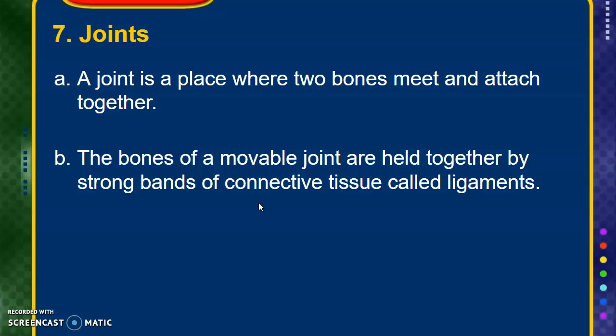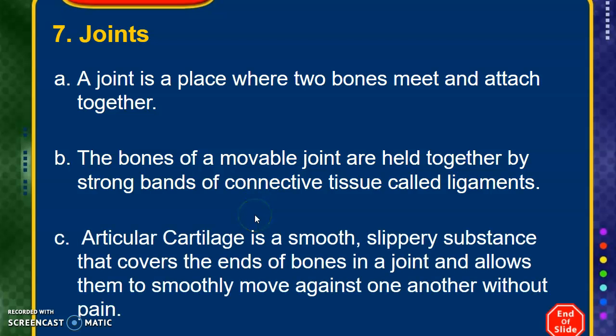And we talked about the ACL, the anterior cruciate ligament, that is in your knee, in class. And also a joint that moves has articular cartilage. We've talked about this. It's a smooth and slippery substance that covers the ends of bones in a joint that move, to allow them to move without friction and pain. So a little bit of review on that point.